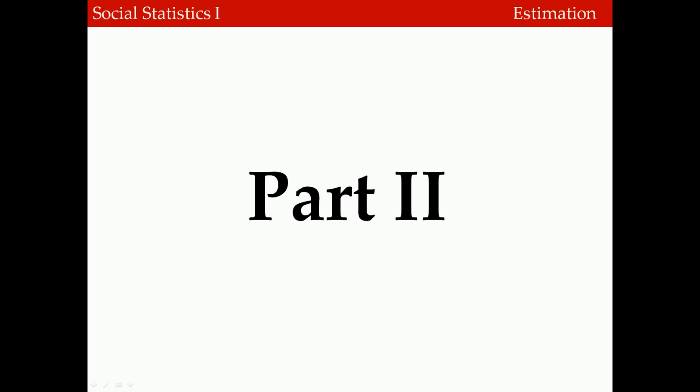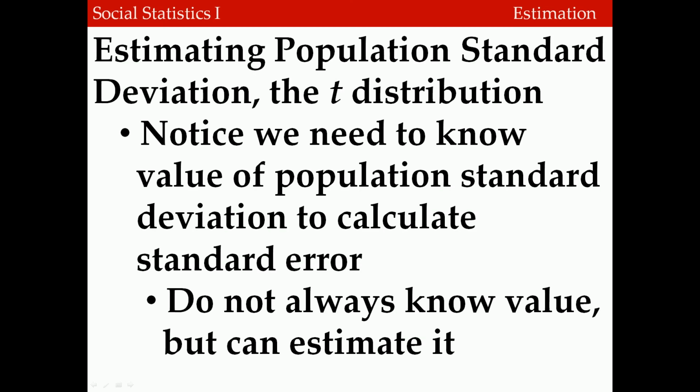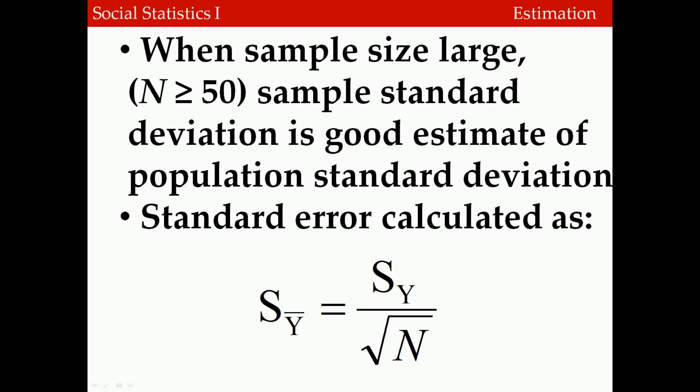In part 2 of this lecture, we're going to talk about the t-distribution and confidence intervals for proportions. So recall that when we calculated the standard error, we needed to have the population standard deviation in order to use it in the calculation. The problem is we don't always know the value of the population standard deviation. However, we can estimate it.